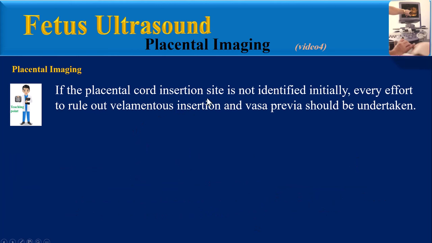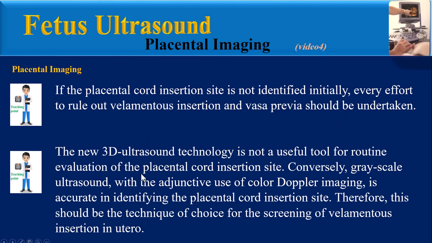If the placental cord insertion site is not identified initially, every effort to rule out velamentous insertion and vasa previa should be undertaken. The new 3D ultrasound technology is not a useful tool for routine evaluation of the placental cord insertion site. Conversely, grayscale ultrasound with the adjunctive use of color Doppler imaging is accurate in identifying the placental cord insertion site. Therefore, this should be the technique of choice for the screening of velamentous insertion in utero.